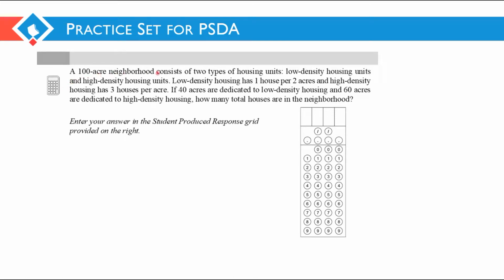A 100-acre neighborhood consists of two types of housing units: low-density housing units and high-density housing units. Low-density housing has one house per 2 acres, and high-density housing has 3 houses per acre. If 40 acres are dedicated to low density and 60 acres are dedicated to high density, how many total houses are there in the neighborhood?